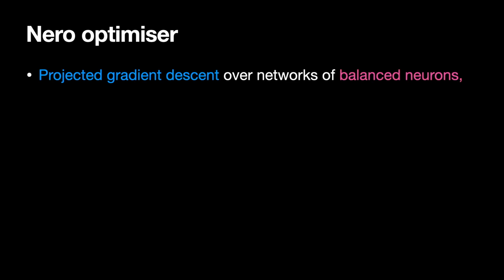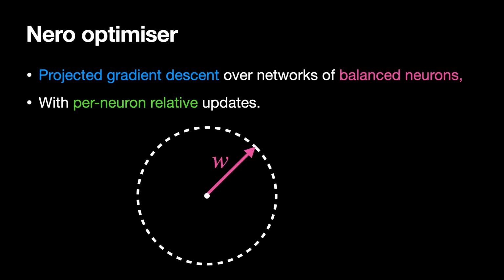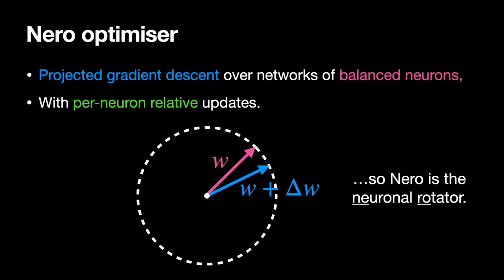Putting these building blocks together, we get the Nero optimizer, which performs projected gradient descent over networks of balanced neurons, and it makes per neuron relative updates. Now, a per neuron relative update to a hyperspherically constrained neuron is actually just a rotation by a small angle. So we say that Nero is the neuronal rotator.